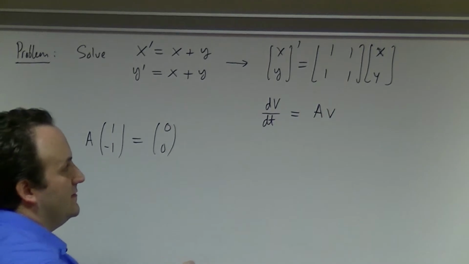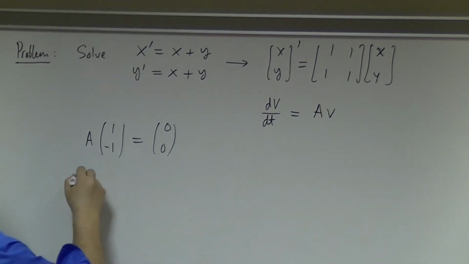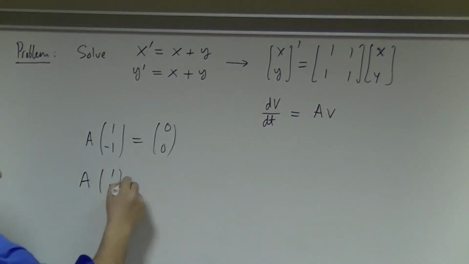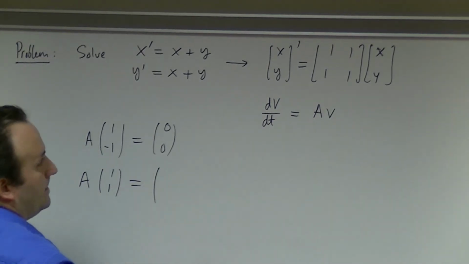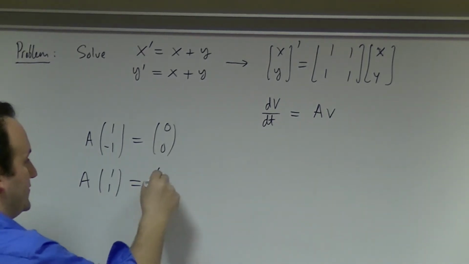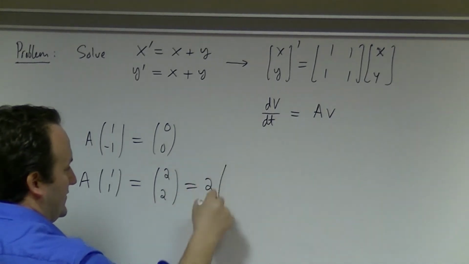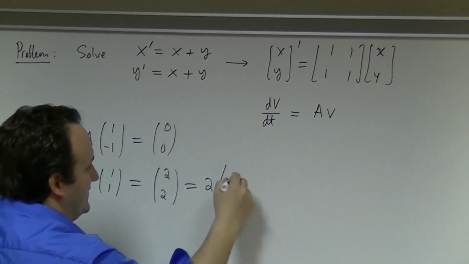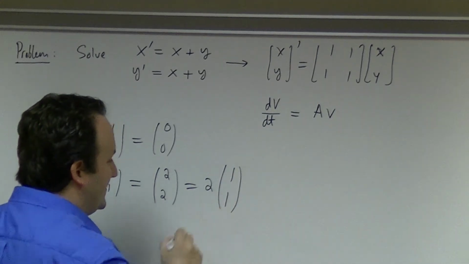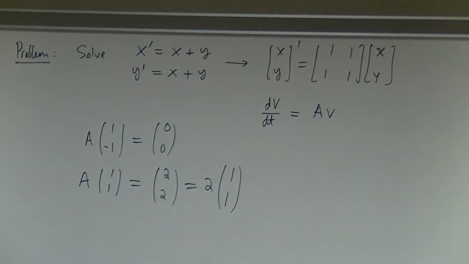And let's see here, what's the other eigenvalue? You don't know? I don't know. How about this? What if I do A times (1, 1)? 1 plus 1, 2. 1 plus 1, 2. So the other eigenvalue is 2. Of course you could calculate the characteristic polynomial, but that seems like it would be too easy. So I'm just using guessing instead.